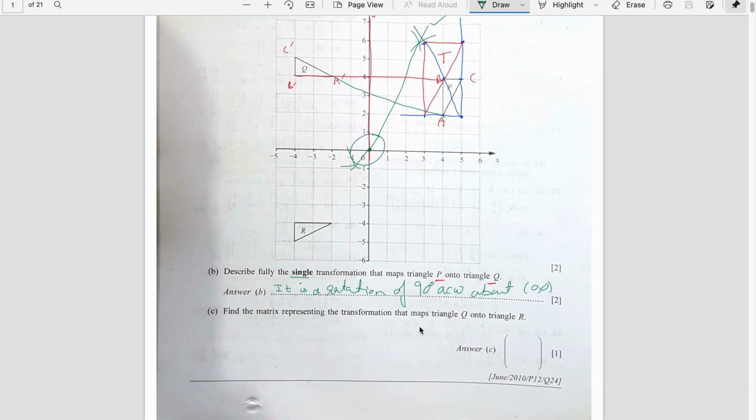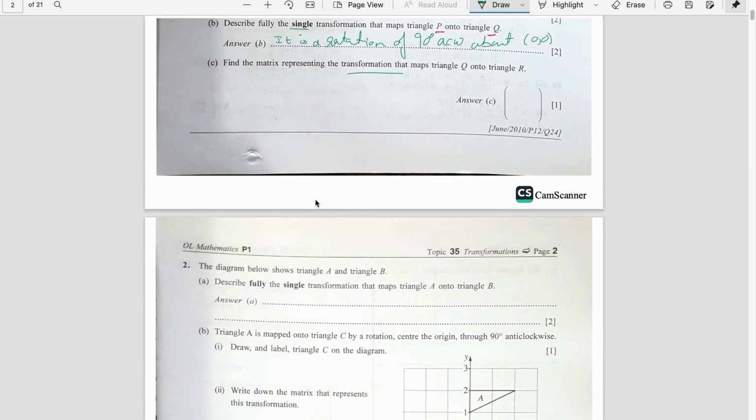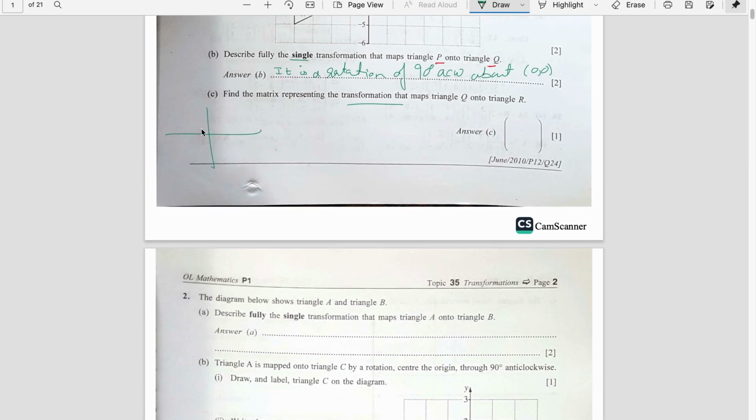Find the matrix representing the transformation which maps Q onto R. So see, Q onto R is actually a reflection in line y equals 0, or x-axis. So reflection in x-axis, I've uploaded a different video before this one. So this is 1, 0, this is 0, 1.